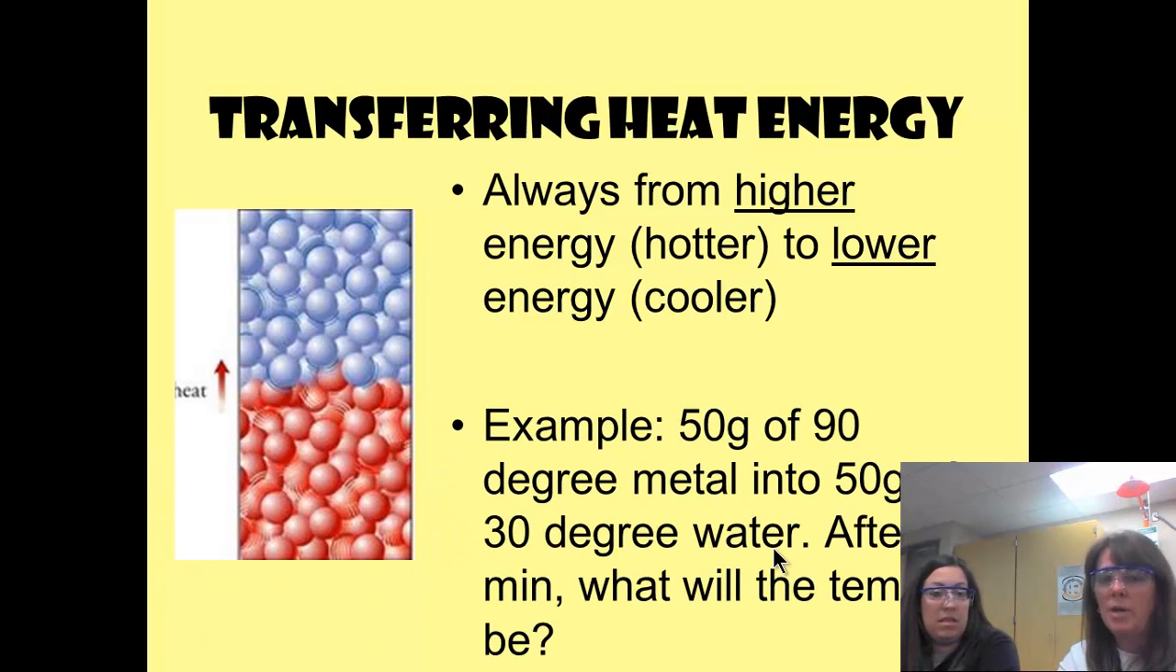So we have an example here. You might want to pause and take a look and read this. We have 50 grams of 90-degree metal into 50 grams of 30-degree water. After 10 minutes, what will the temperature be? Well, we're going to pause that. Let's pause, and we will come back.